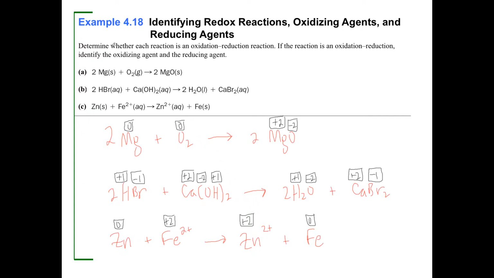Oh, wow. Okay, so determine whether each reaction is an oxidation-reduction reaction, yes or no. If the reaction is oxidation-reduction, identify the oxidizing agent. Ooh, okay. So if magnesium is going from 0 to 2+, it looks like it's being oxidized. So this must be the oxidizing agent, right? Okay, if hydrogen, what's changing here? Oh, nothing's changing here. Hydrogen is +1, +1, +1, and that's it, +1. Bromide's -1 and -1. Calcium's +2.